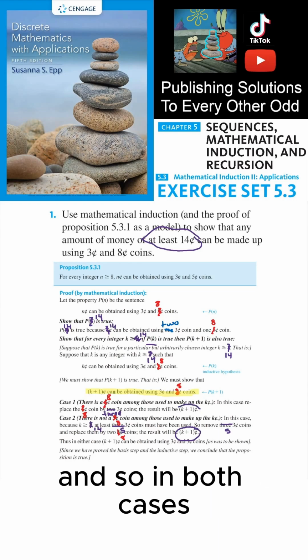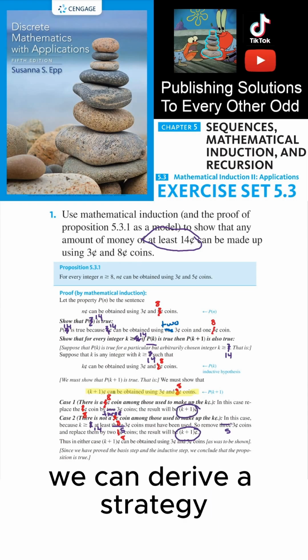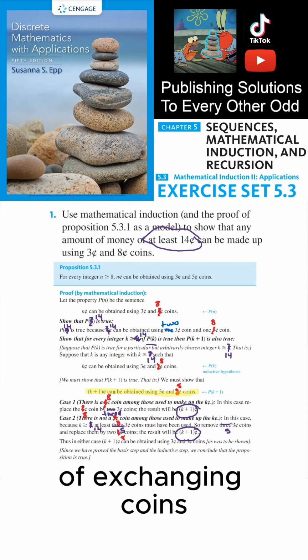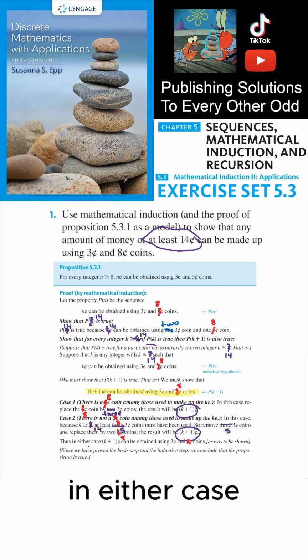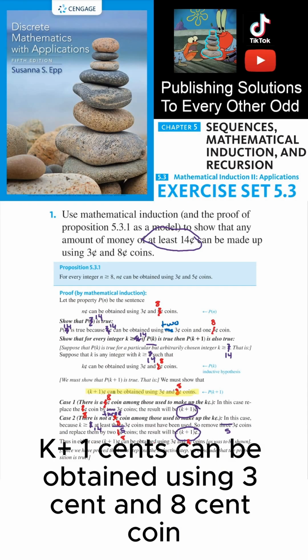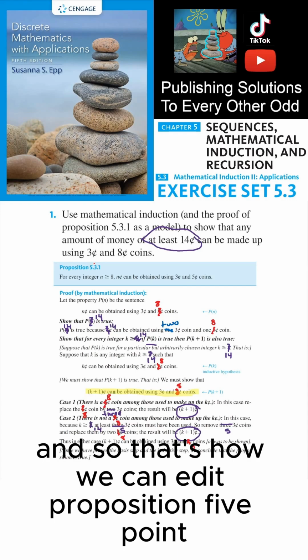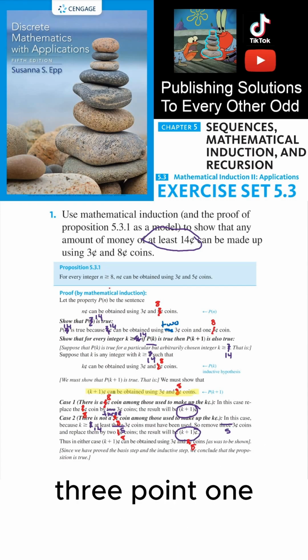And so in both cases, we can derive a strategy of exchanging coins so that we increment the total value of the coins by 1 cent. And so thus, in either case, k plus 1 cents can be obtained using 3-cent and 8-cent coins. And so that's how we can edit proposition 5.3.1 to answer this question.